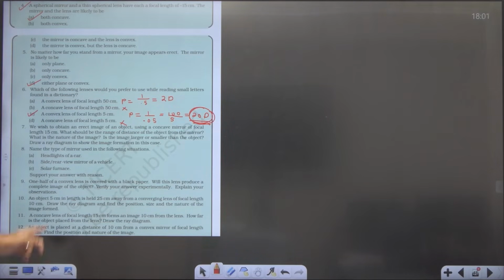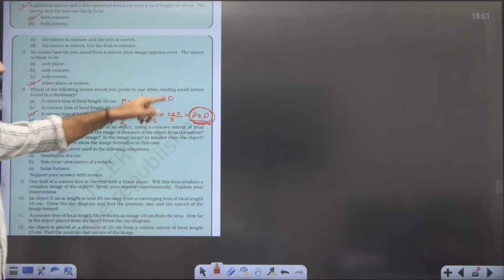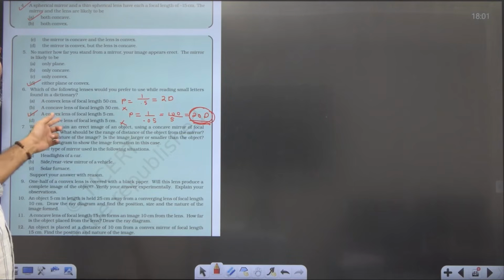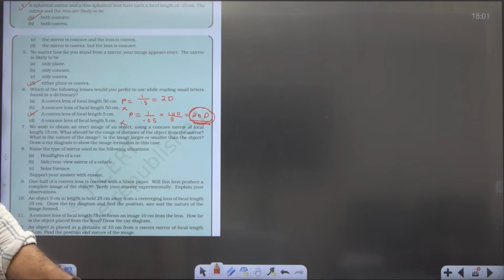Any doubt? So always remember, convex lens is used as magnifying. In the case of convex lens also we have two options, but we are preferring the third option because lesser the focal length, more will be the power. One is giving 20 diopter power and the other one is giving only 2 diopter. So we are preferring option C, that is convex lens of focal length 5 centimeter. I hope it is clear.